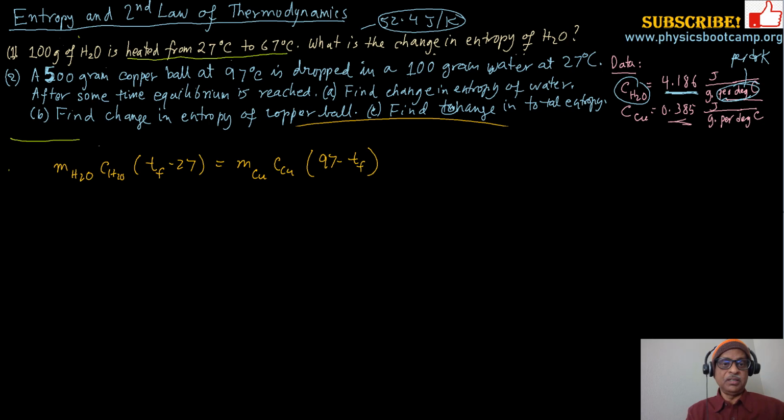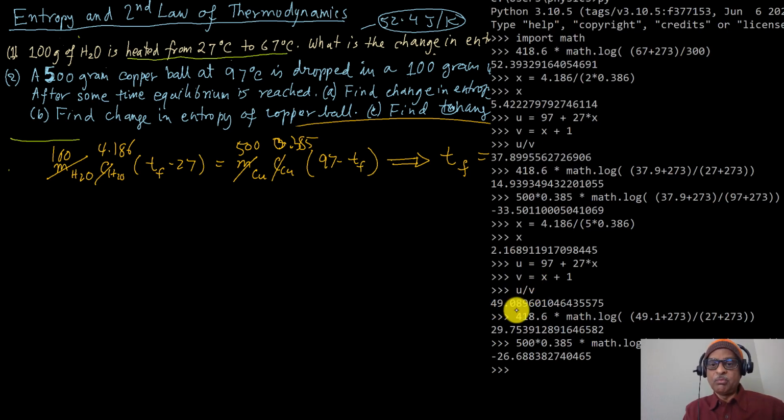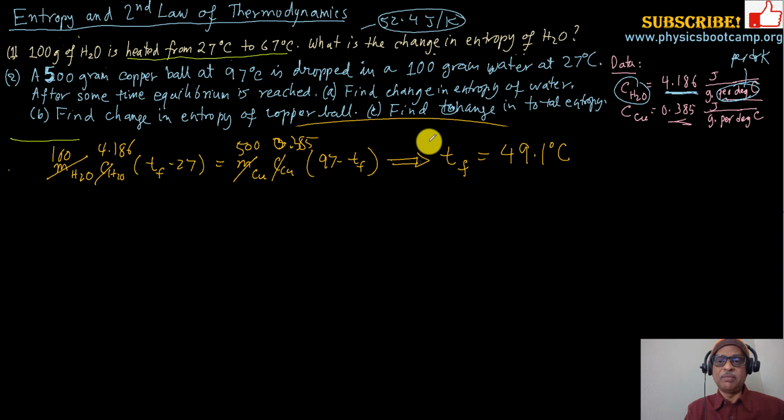Okay, so I went ahead and actually solved this. This was for 100, and this is 500, and this is 4.186, and this 0.385, and when you solve for TF, you get 49.1 degrees Celsius. Just make sure I got it. 49.1 degrees Celsius. That's correct.